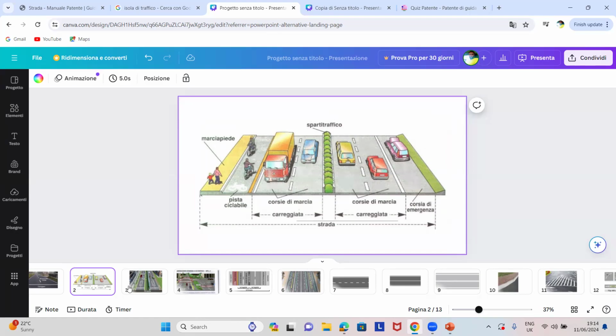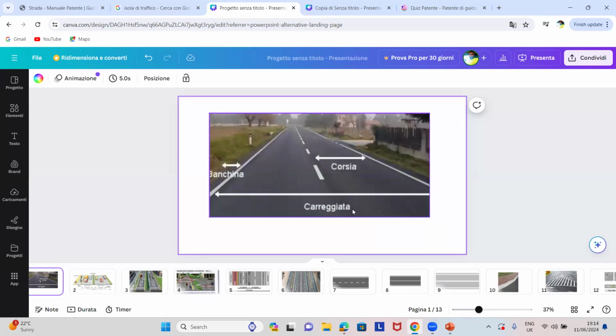So let's go back a little bit again. Now, this is what they call carreggiata. From the borderline of the road to the other borderline of the road, it's called a carriageway. Is it clear? You get persons who don't understand this thing. What is called a carreggiata? Is there anybody that has a question about carreggiata?